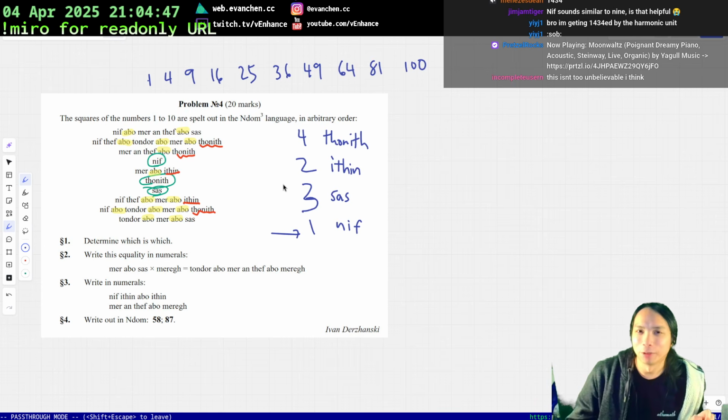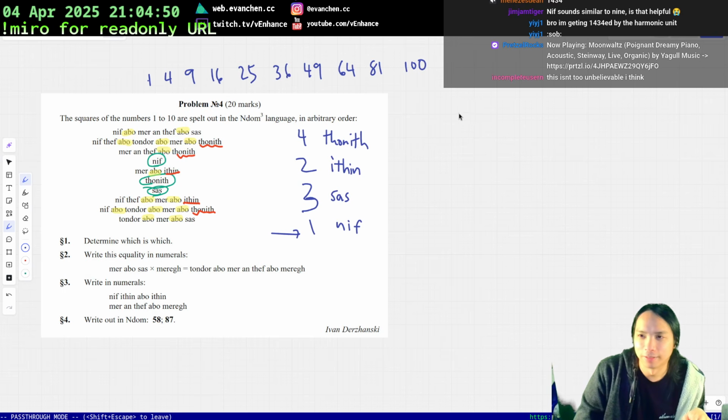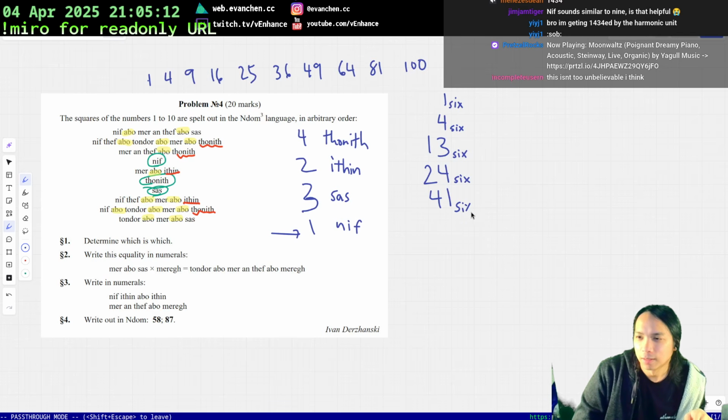Do I believe that? Okay, we're gonna write all the perfect squares in base 6. There was some reason I wasn't really fond of this. I don't remember what it was. 16 is 2, 4 in base 6. And then 25 is 4, 1 in base 6. And then 36 is 1, 0, 0. That can be your Nif. And then I need to actually compute the rest.